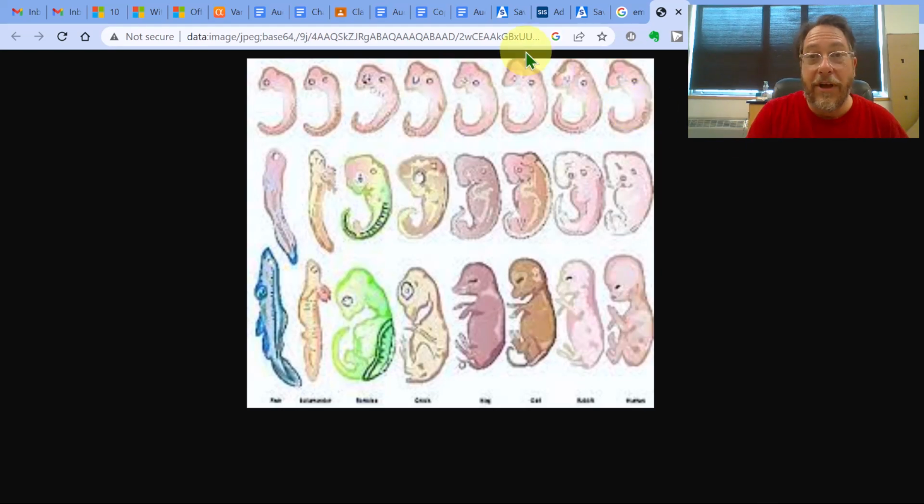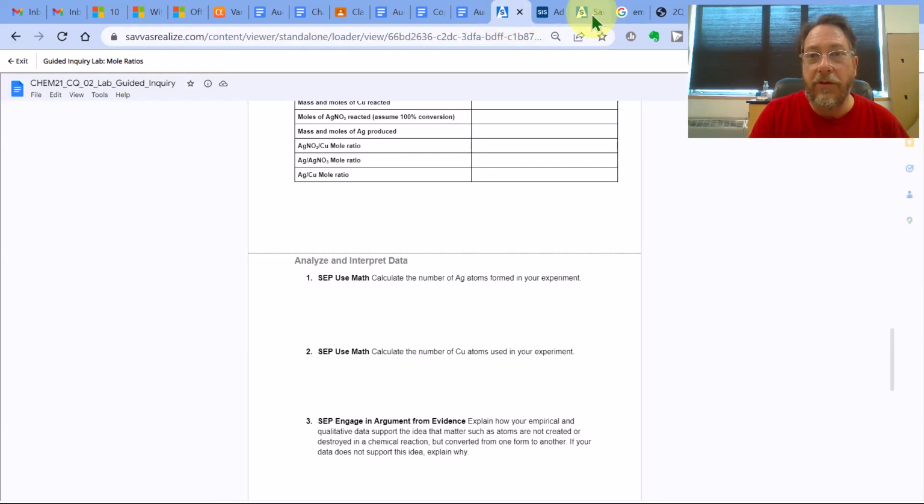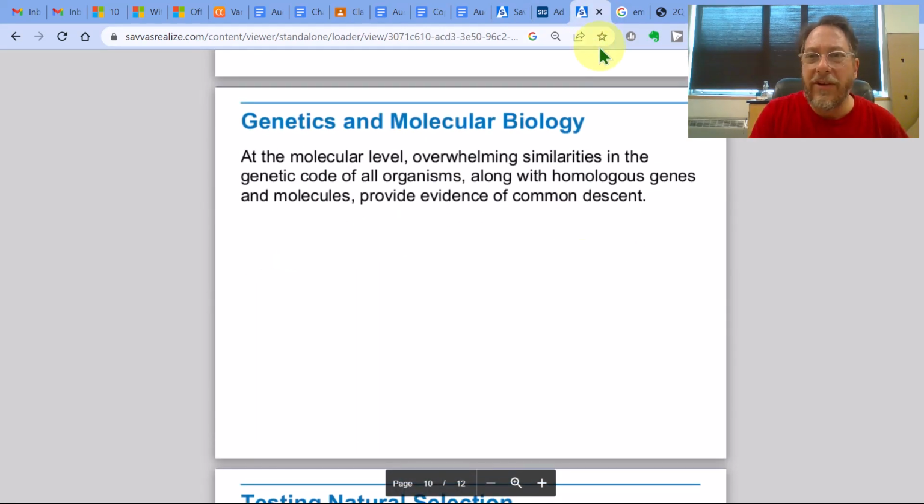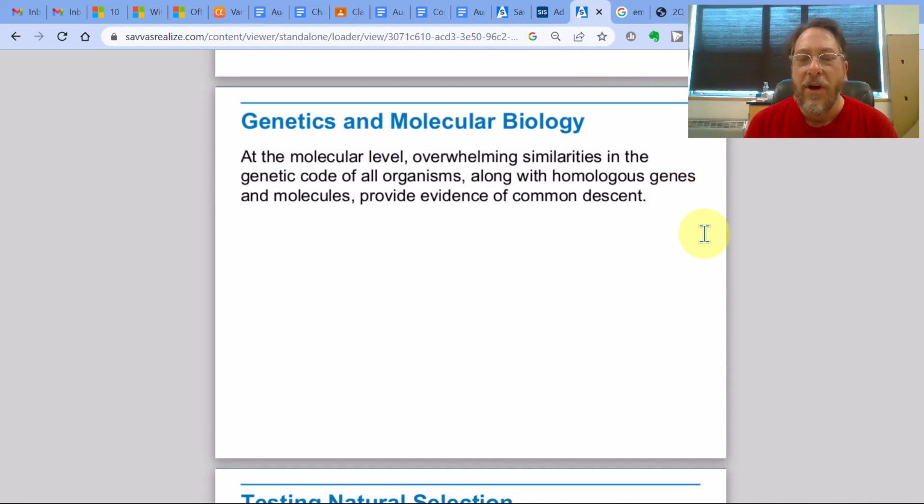Now, the other thing is molecular genetics. And so at the molecular code, you can see similarities in organisms based on how closely related they are. We only share about 20% ancestry.